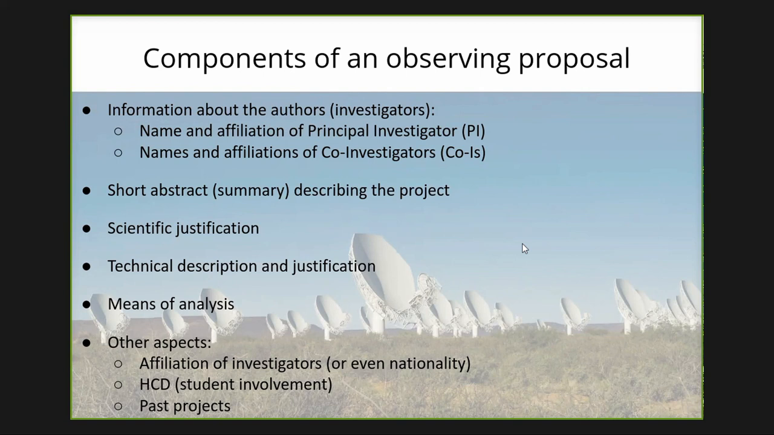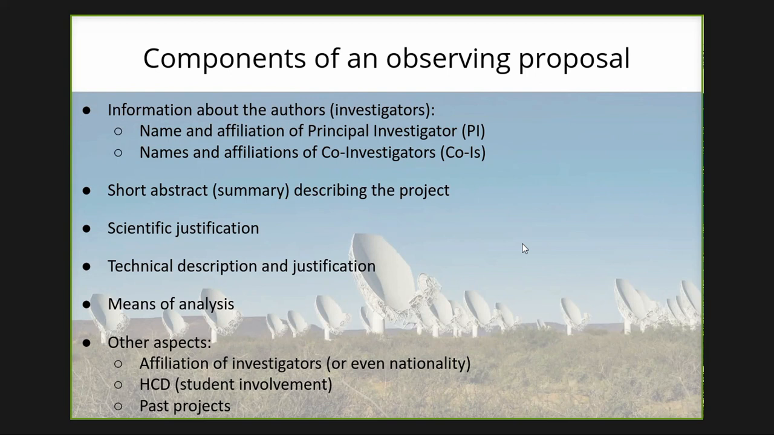Then there is a short abstract, a summary describing the project, such that the referees or time allocation committee can very quickly read up on this proposal, who wanted to observe mountains in Hout Bay for their radio structure, even though it's impossible, but okay, I remember this. Then a little bit longer scientific justification, where the proposers can describe what they want to do in the project.